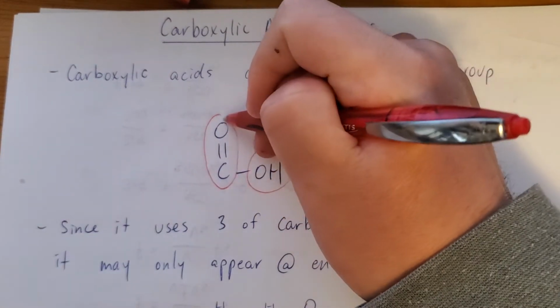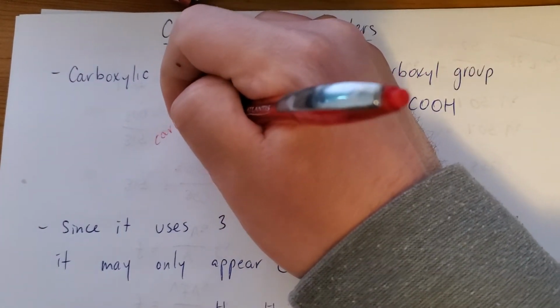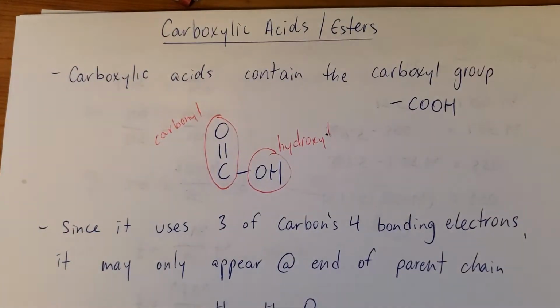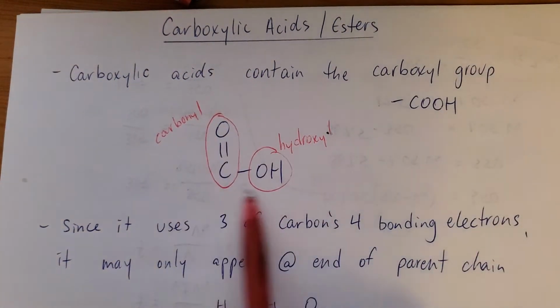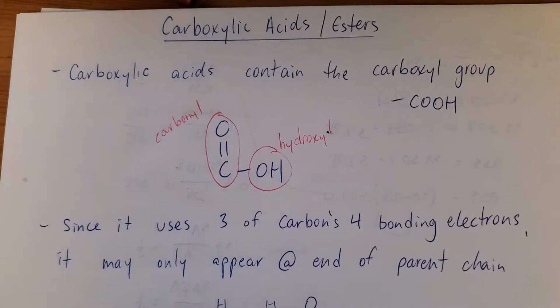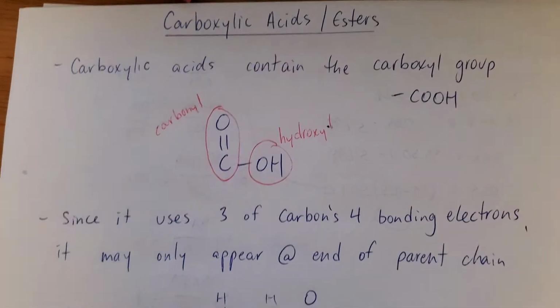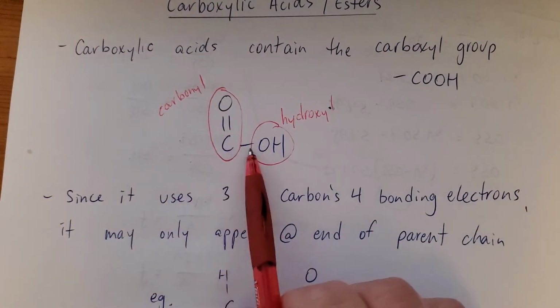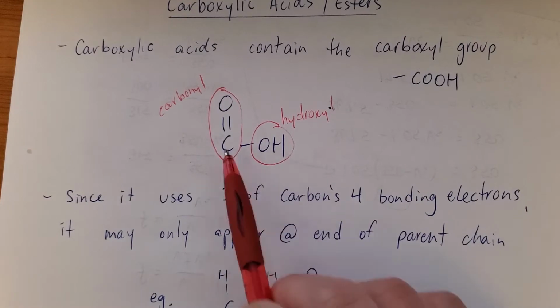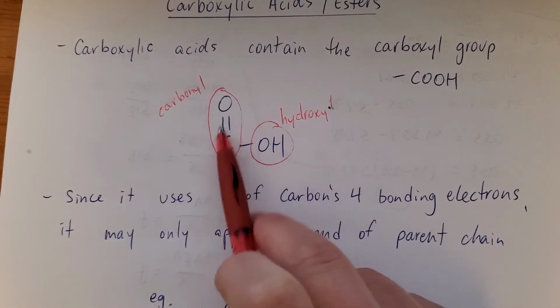They're not alcohols because they also have this thing called the carbonyl group. Together, a carbonyl and a hydroxyl make a carboxyl. So this is the functional group for carboxylic acids. You've probably noticed them in the table of acids, methanoic acid and ethanoic acid. Check it out. It uses 3 of the 4 bonding electrons carbon atoms have because this O is double bonded.